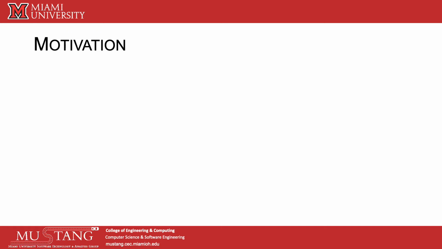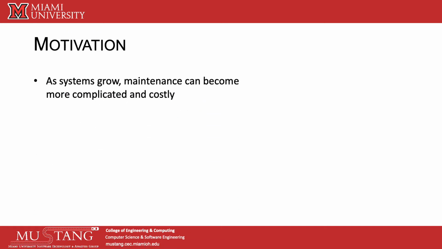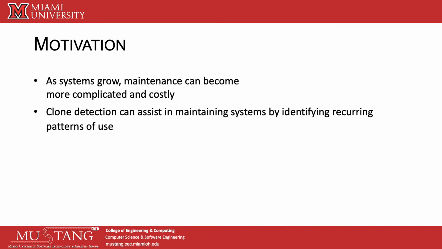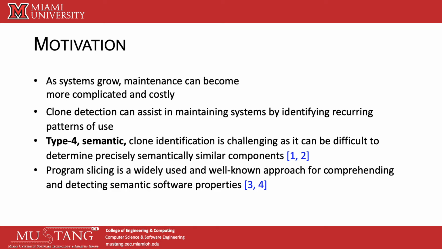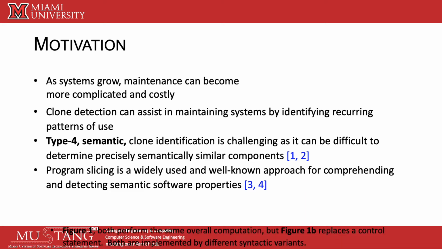Motivation. As systems grow, maintenance can become more complicated and costly. Clone detection can help in maintaining systems. Type 4 semantic clone identification is challenging, as it can be difficult to determine semantically similar components. Program slicing is a widely used and well-known approach for comprehending and detecting semantic properties of software.